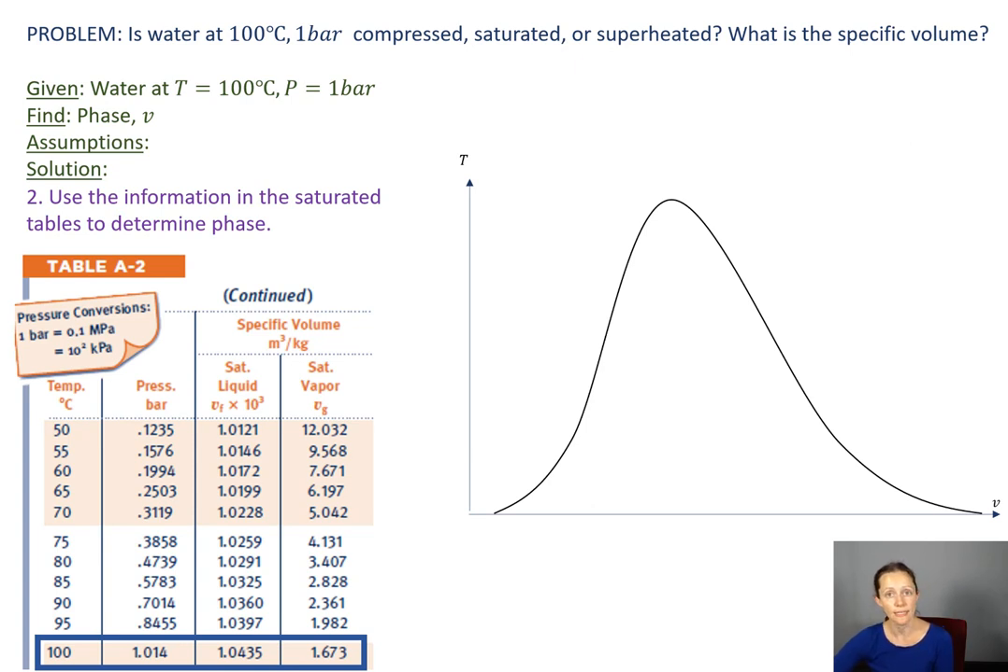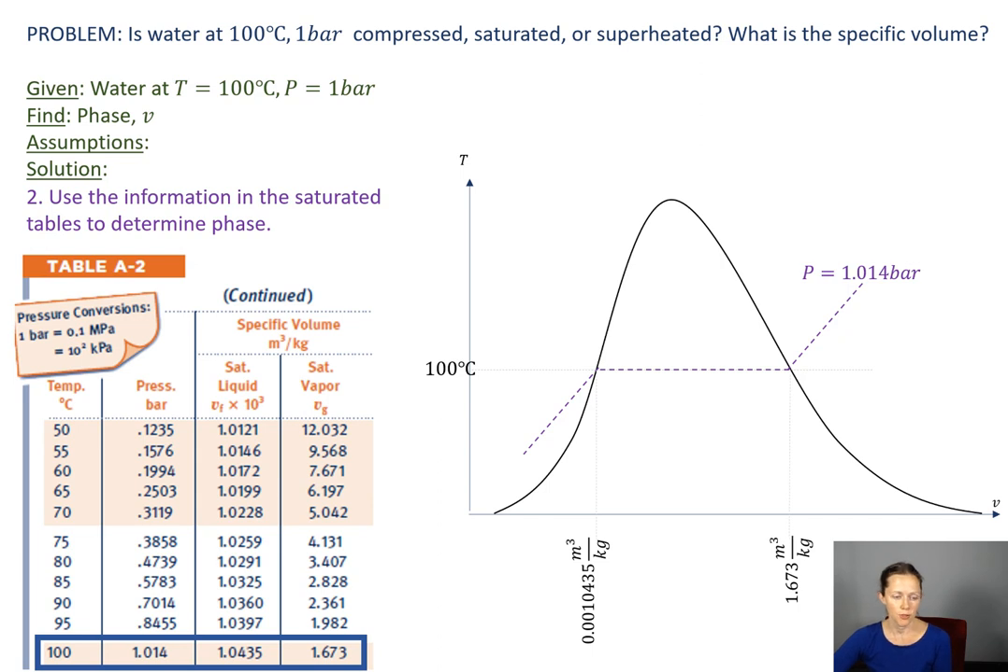I'm going to put things on a T-v diagram to help visualize and help determine whether I have a compressed liquid, a saturated substance, or a superheated vapor. So first thing I'm going to do, I'm going to put a little line corresponding to 100 degrees Celsius. Then I'm going to put my line of constant pressure corresponding to that saturation pressure at 100 degrees Celsius. Then I'm going to put my specific volume, so the V sub F and the V sub G values at 100 degrees Celsius. So those would be where the line for 100 degrees Celsius and the saturated liquid line meet, and the same thing with the saturated vapor line.